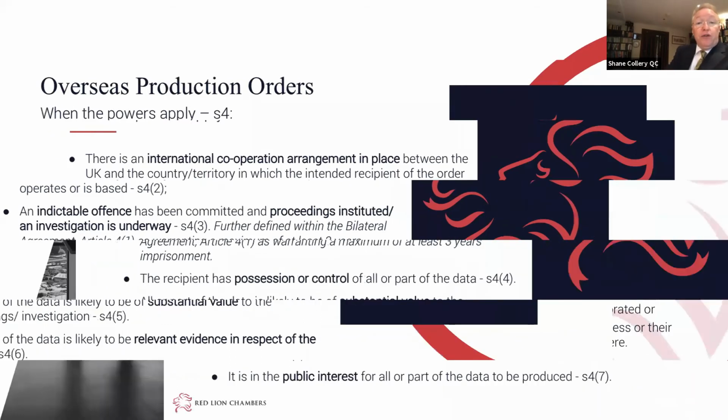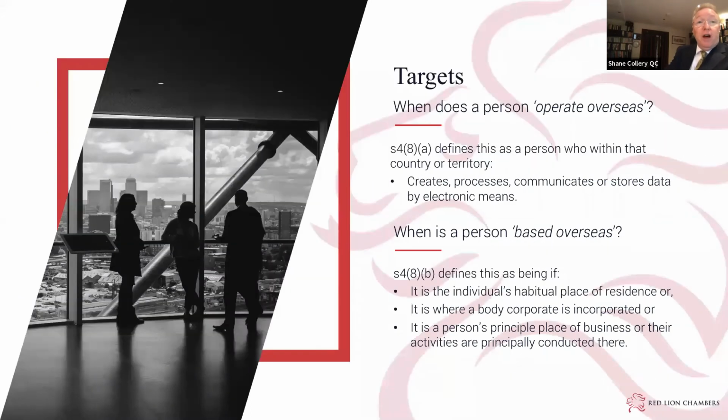We turn on to the next slide. We can see in relation to targets. Now, Section 4.2 provides that the judge must be satisfied that there are reasonable grounds for believing that the person against whom the order is sought operates overseas or is based overseas. In both cases, it must be a country where, of course, there's an international cooperation arrangement.